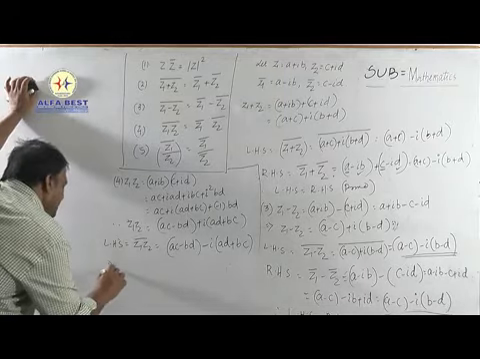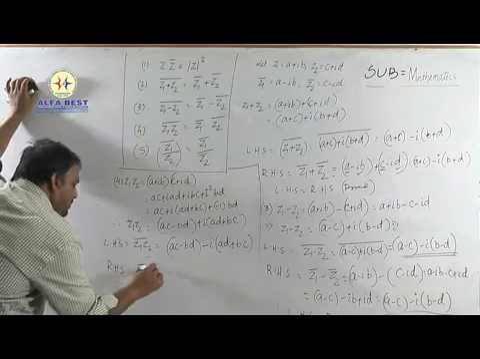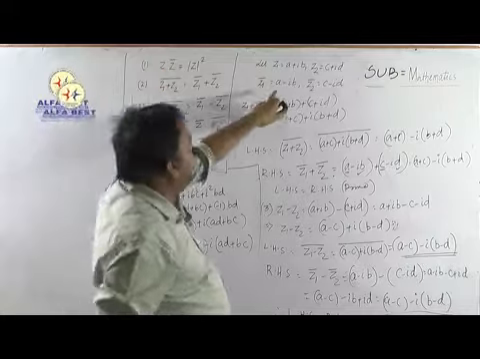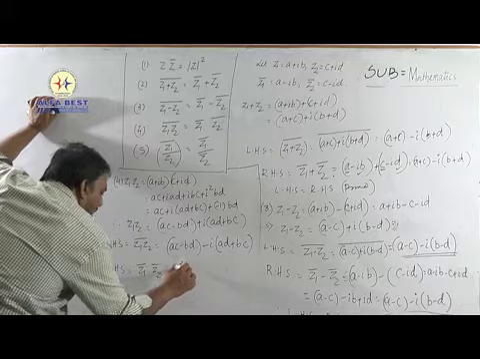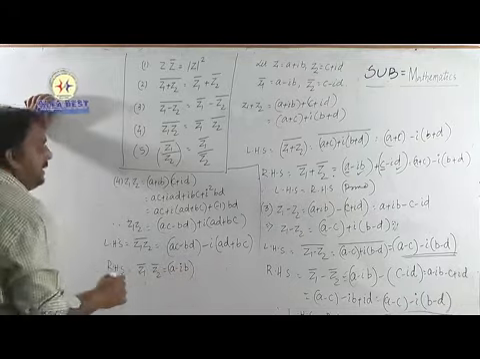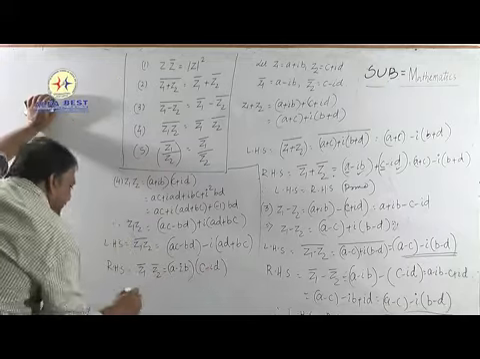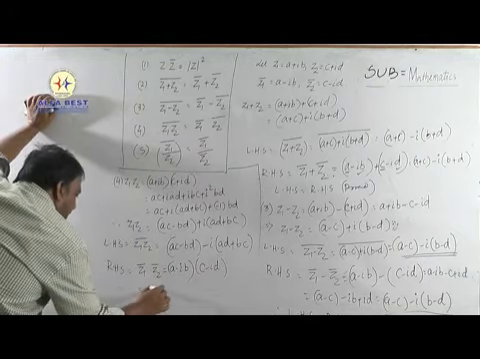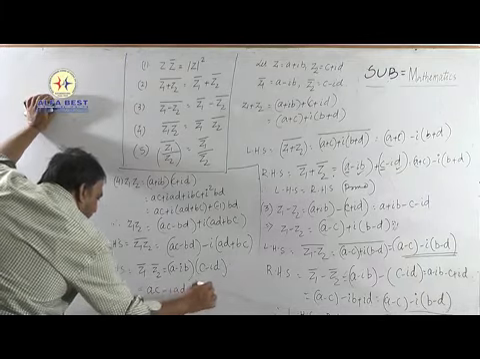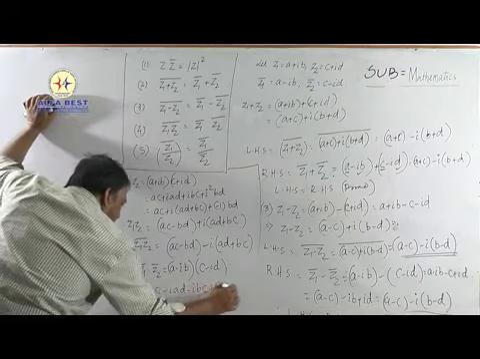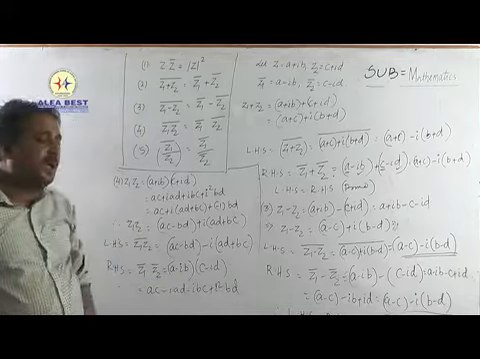RHS is equal to how much? This is your Z1 conjugate into Z2 conjugate. So what is your Z1 conjugate? This is A minus IB. And what is your Z2 conjugate? This is C minus ID. So multiplying this will be AC minus IAD minus IBC plus I square BD.